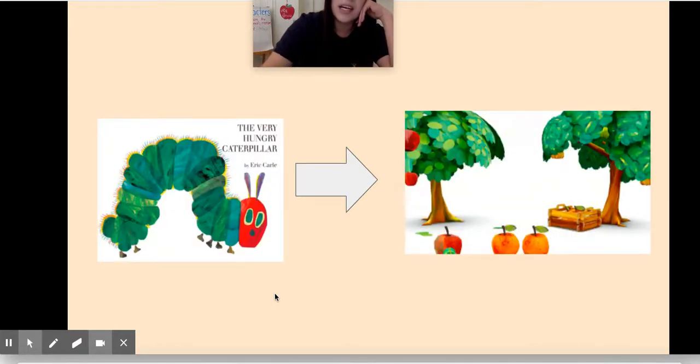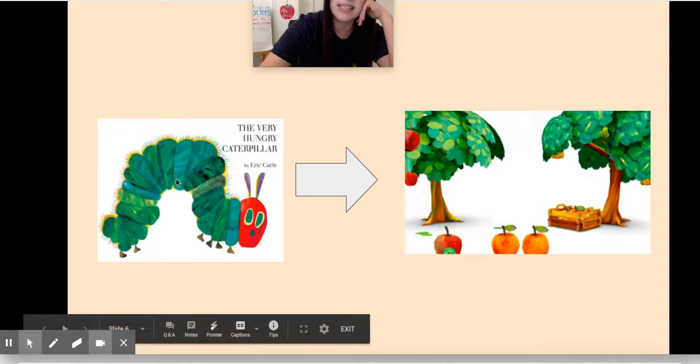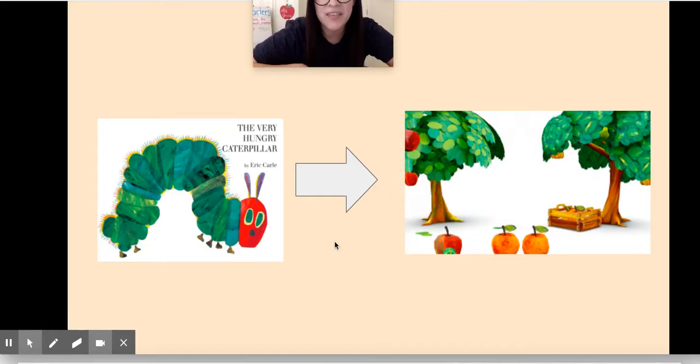The Very Hungry Caterpillar. That is the character. We know the caterpillar is the character. The setting of this story is a tree. It's outside. For sure, it is not nighttime. It is daytime. So that is the setting for the story, The Very Hungry Caterpillar. And the caterpillar, remember, is the character.